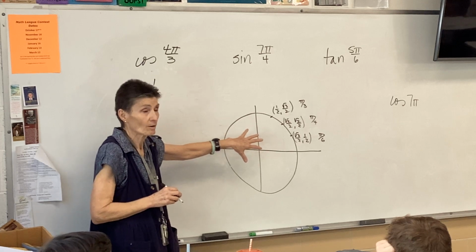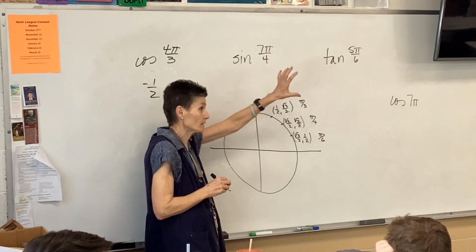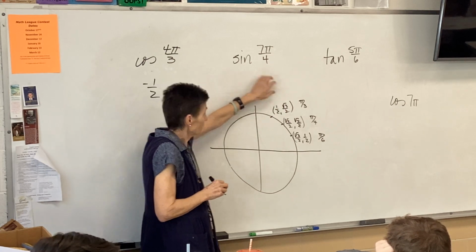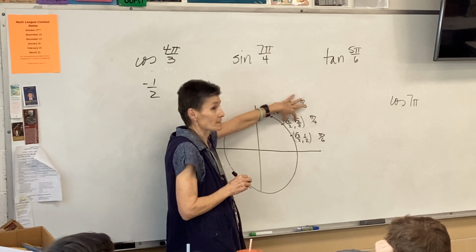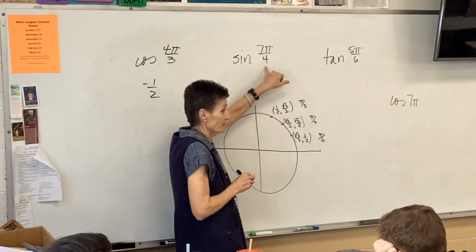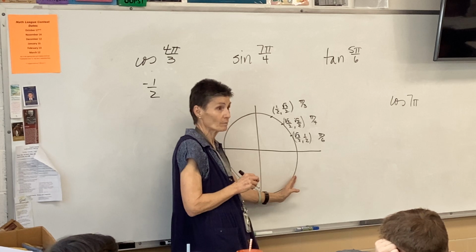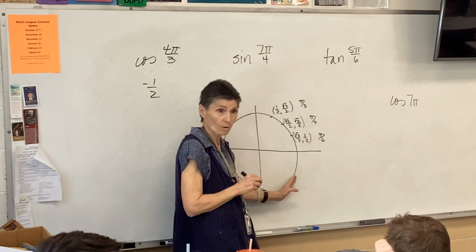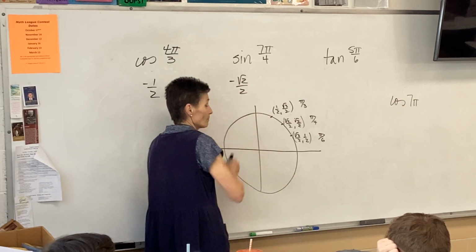Guys, this is not hard. We shouldn't be struggling. Let's get it. By Monday, we're not struggling anymore. 7 pi over 4. That's this point. I'm doing sine, so I'm thinking about y. And it's 7 fourths, so it's all the way around in quadrant 4. Y in quadrant 4 is negative, so that's negative √2/2.